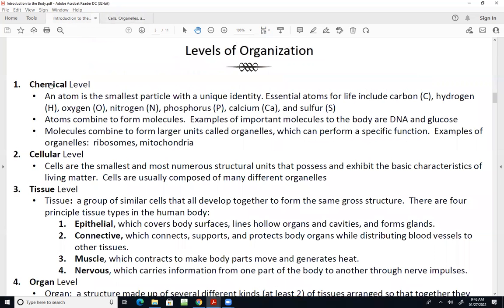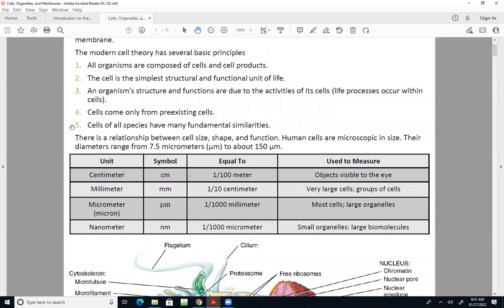So atoms technically are not living things, nor are molecules. The cell is the most basic functional unit of life. An organism's structure and functions are due to the activities of its cells. In other words, life processes occur within cells.